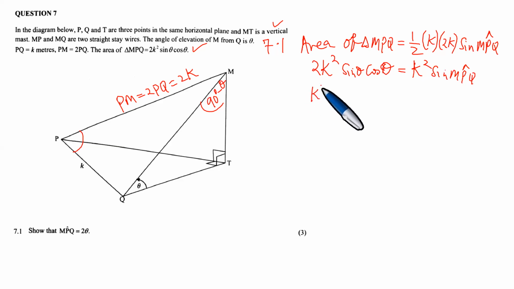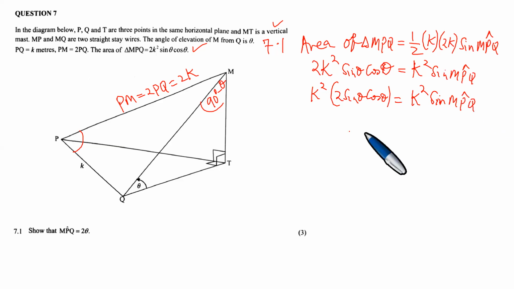Okay, right. So k squared is a common factor here. Right. So if you factor it out, you have 2 sine theta cosine theta, which is k squared, the trigonometric sine of MPQ. Right. So, but what do we know? But Mr. Examiner, we know that the trigonometric sine of 2 theta is the same as what? Is the same as 2 sine theta cosine theta. So we put it here.